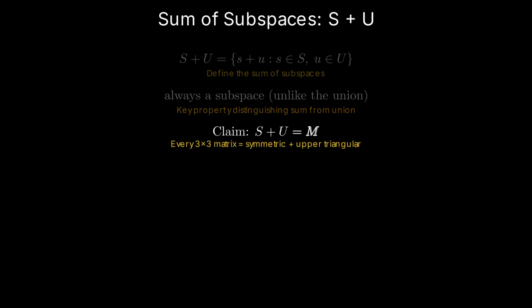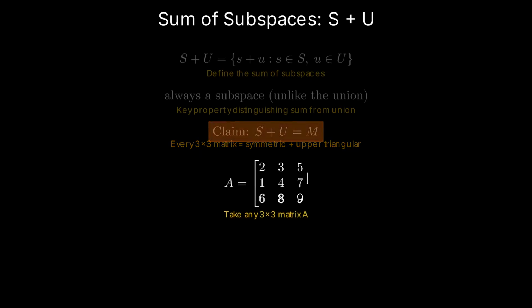Now here is the key claim. S plus U equals all of M. Let's prove it with a concrete example that illustrates the general method. Take any 3x3 matrix A, say A equals 2, 3, 5 in the first row, 1, 4, 7 in the second row, and 6, 8, 9 in the third row.